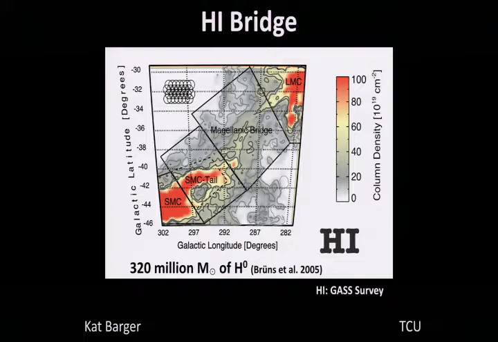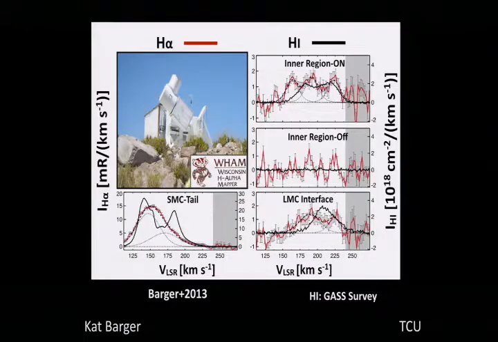Now I went and observed this whole entire region in H alpha using the Wisconsin H alpha Mapper as a graduate dissertation project. Here is an example of some of the spectra that we saw, where we have that SMC tail region over here, the region between the two galaxies, the bridge region, and over here a region next to the Large Magellanic Cloud itself. The red in these spectra is tracing the ionized H alpha emission, the black is tracing the H I, and so you can see that there's a lot of complicated stuff going on here.